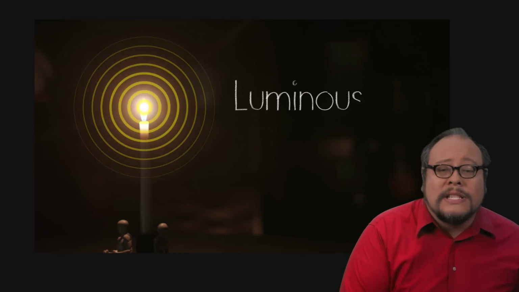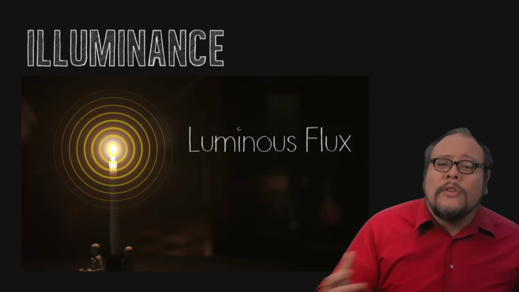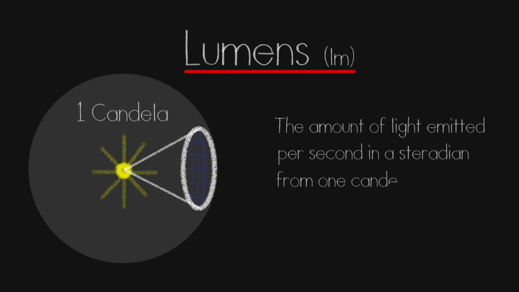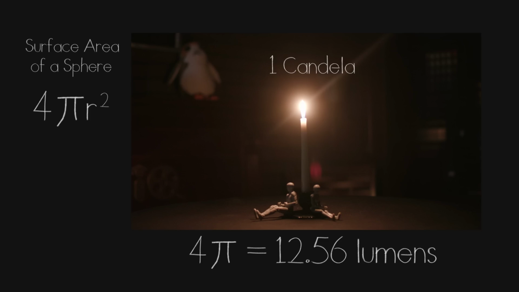The light that flows from a light source is called the luminous flux, or illuminance. The total amount of luminous flux from a source in all directions is measured in lumens. One lumen is the amount of light emitted per second in a steradian from a light source of one candela. A steradian being an SI unit of solid angle. Basically, it's the area of the surface of a sphere which has a surface area equal to the radius squared. Now, there are 4 pi steradians in the surface of a sphere, so a candle with a brightness of 1 candela is emitting 4 pi lumens, or roughly 12 lumens.